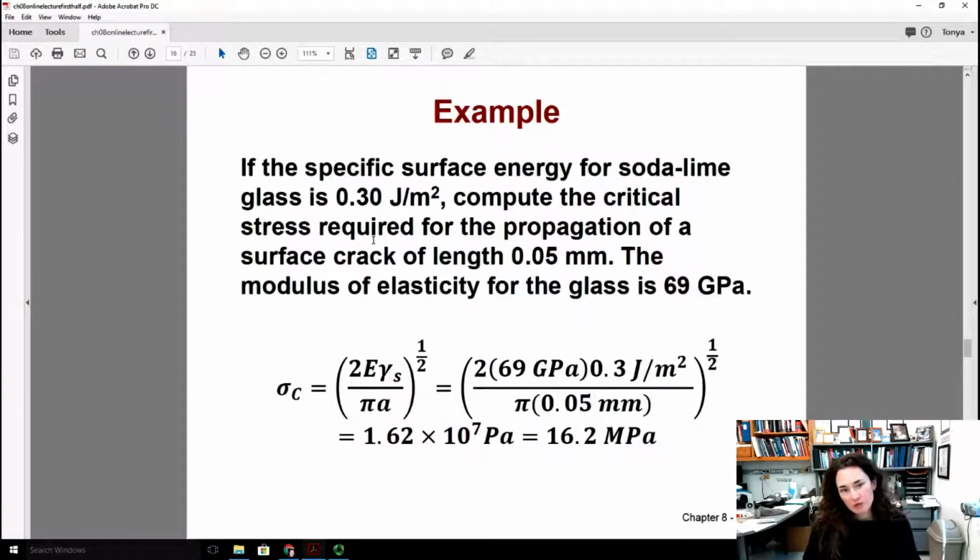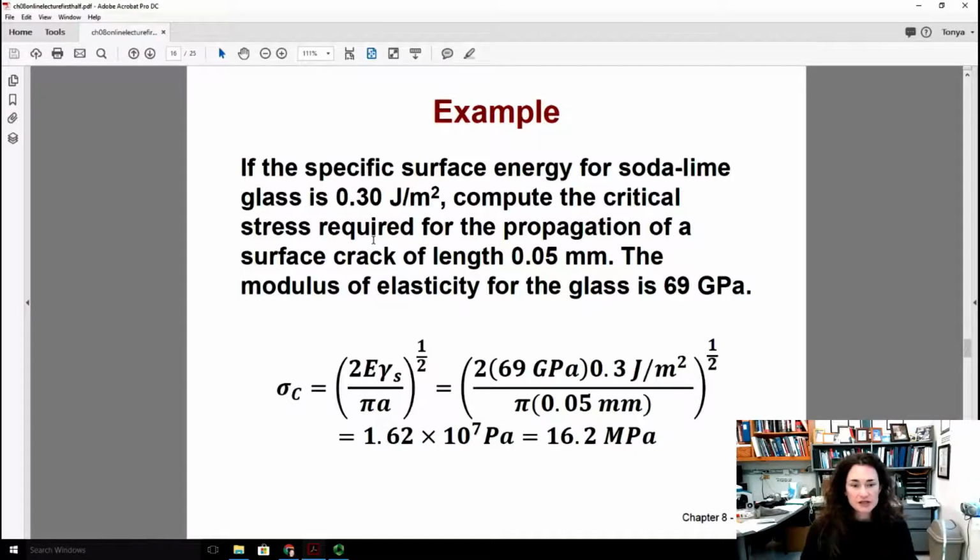Let me do an example problem for you that I think will help cement this in your head. If the specific surface energy for soda-lime glass is 0.3 joules per meter squared, compute the critical stress required for the propagation of a surface crack of length 0.05 millimeters. The modulus of elasticity for the glass is 69 gigapascals.